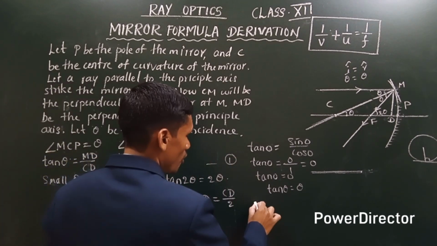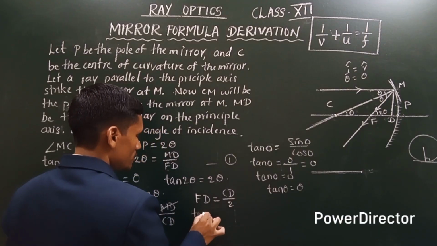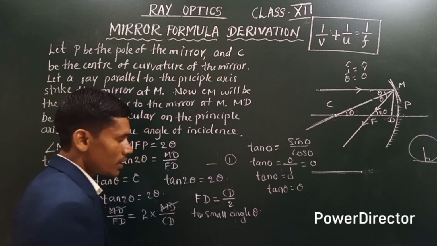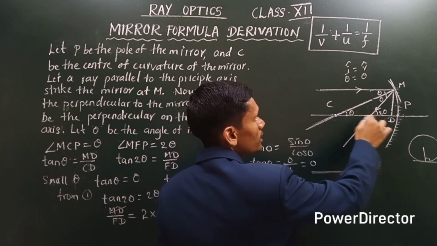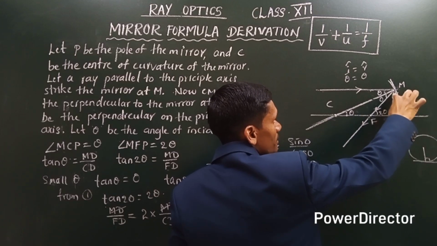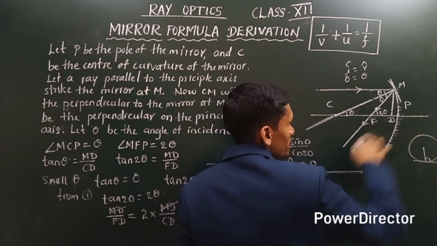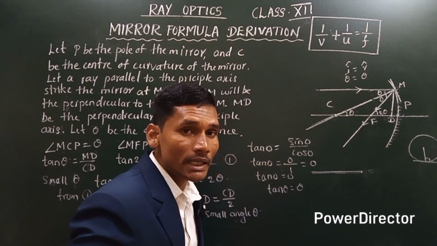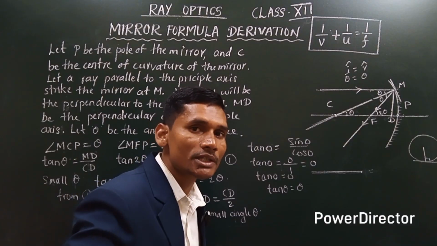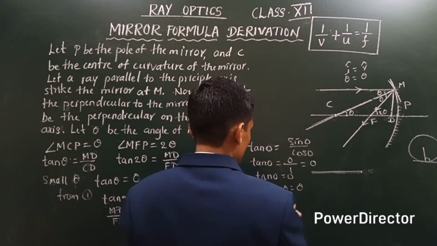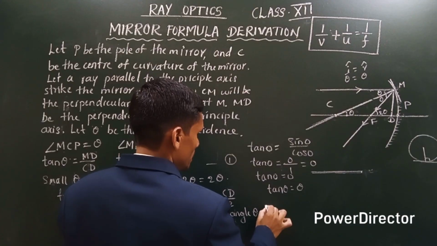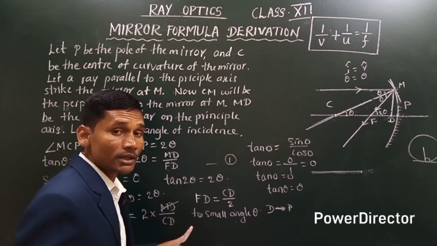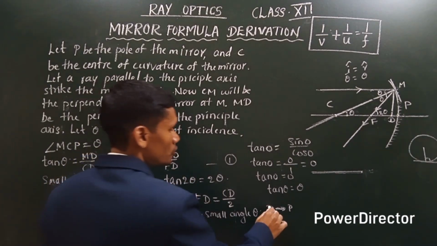Now for small angle theta, what happens when this angle is very small? This line comes down. When it comes down, this D moves away from this point, right? D moves backward, so it coincides with P. That means D tends to P when theta is very small. So for small angle theta, D tends to P. It is almost becoming close to P.